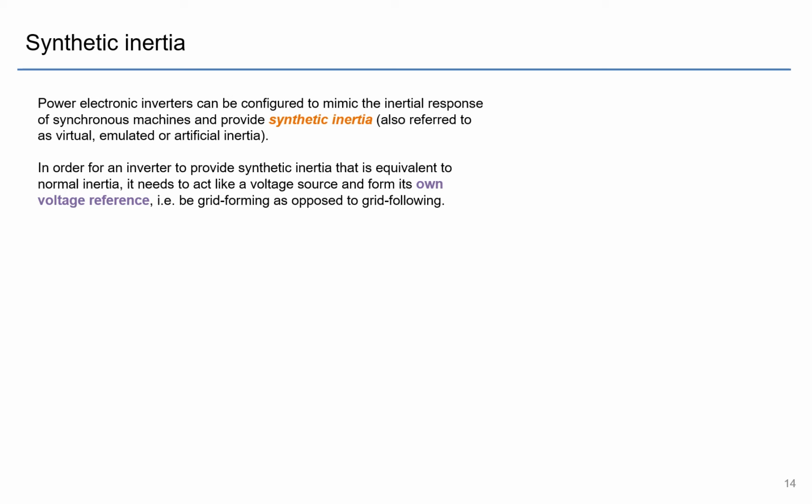to act like a voltage source and form its own voltage reference. So in other words, it needs to be grid forming as opposed to grid following. And quite a lot of the wind turbines that call themselves synthetic inertia are actually grid following and act more like fast frequency response than they do like true inertia.